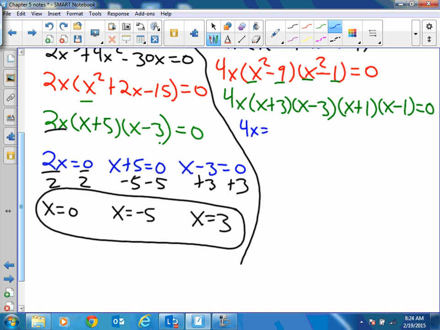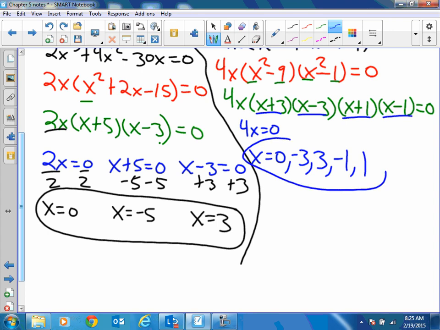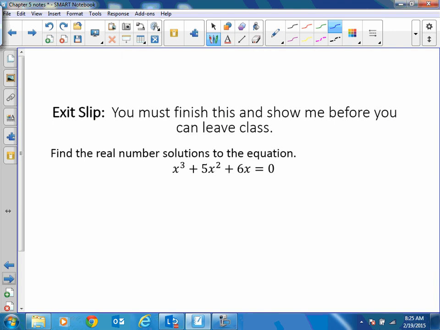You know, you have 4x equals 0. That's just going to be x equals 0. What's going to make x plus 3 go to 0? Negative 3. What makes x minus 3 go to 0? That's 3. What makes x plus 1 go to 0? Negative 1. What makes x minus 1 go to 0? That's 1. And you have your 5 answers. Okay. So you need all 5 answers to get all your points.